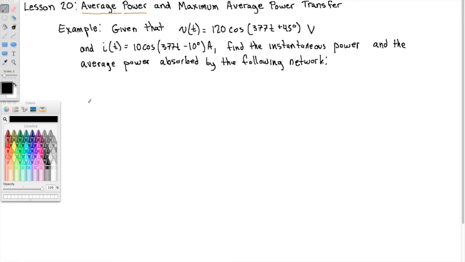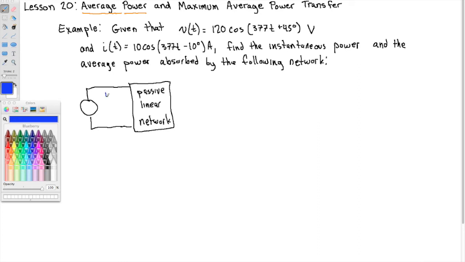Okay, so we had this thing, remember? Here was our passive linear network, and this was V, and this was I. So we'll find the instantaneous power, that's p of t, equals V times I. Right, so v of t times i of t.